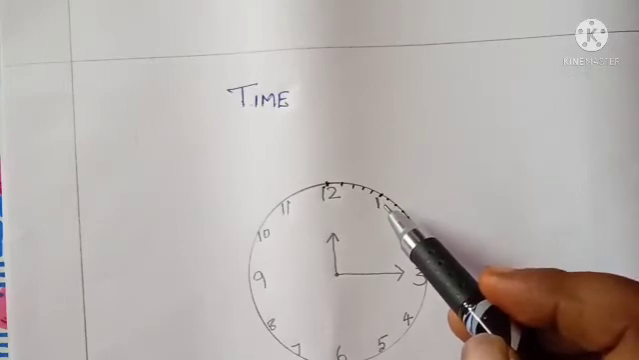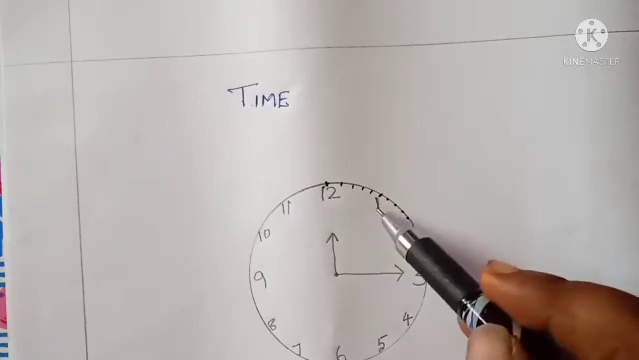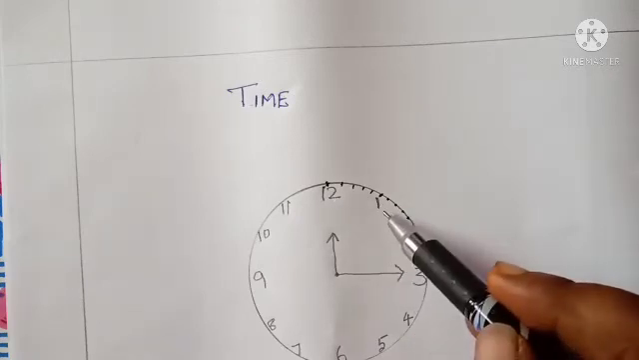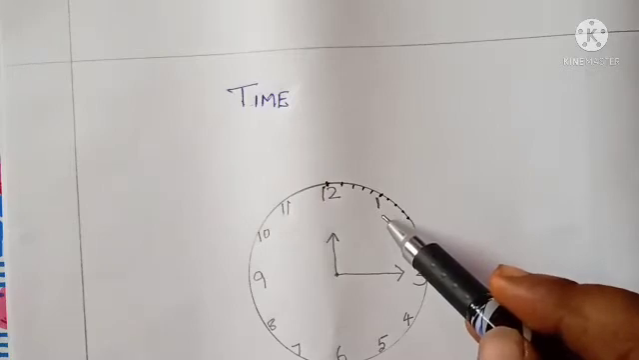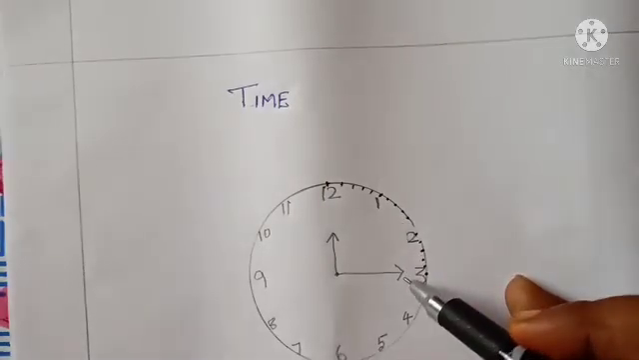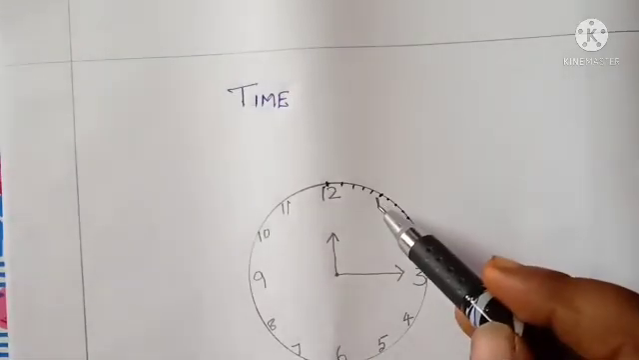But our hand is moving from 12 to 1, that is for 12 hours. That one shows the 1, that is 1 hour, 1 o'clock. But the minute hand is moving for 5.